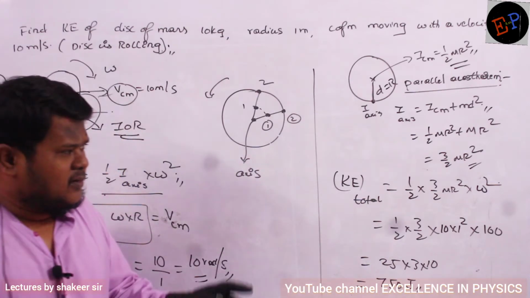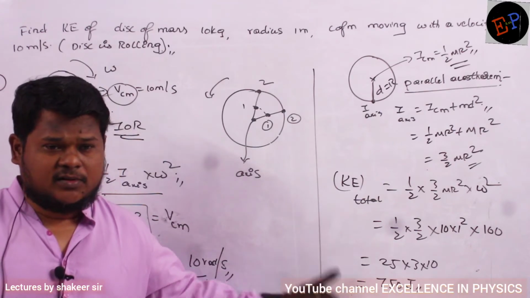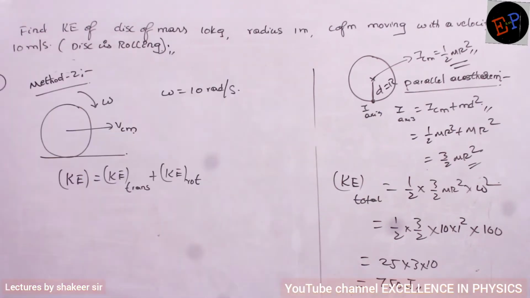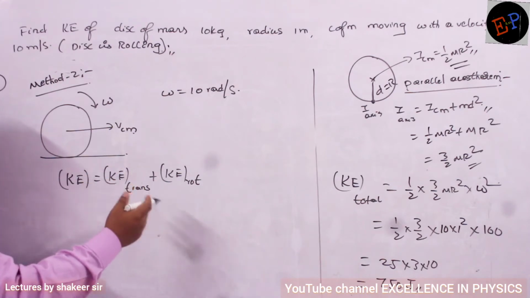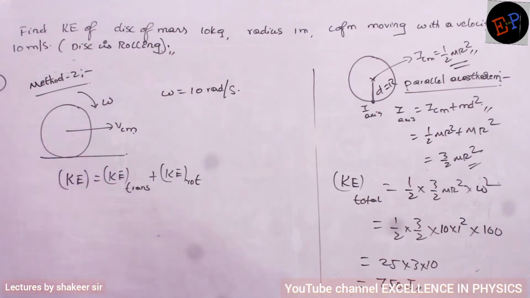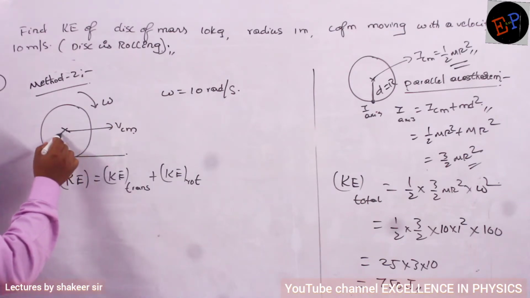Okay. Now let us try to do it in the second method, and let us check whether I will get the same answer or not. Clear? So we are doing the second method. What is the second method? Considering translational energy separately and rotational kinetic energy separately. Clear now? It means now which is my axis of rotation? This is my axis of rotation.